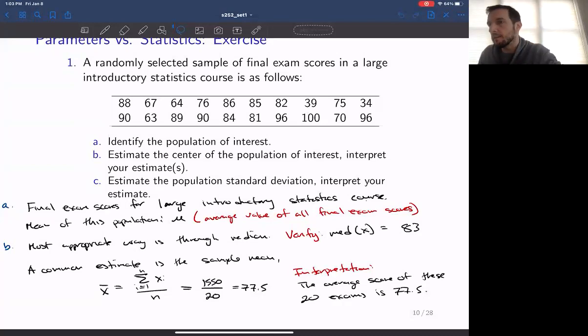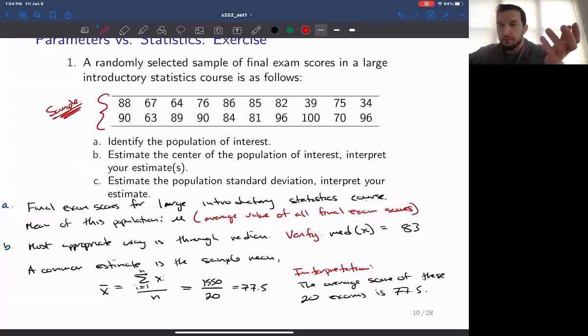In this exercise, we have a data set that is composed of 20 values. First off, these 20 values would be the sample. So we have a sample with 20 observations in it. Part A of this question asks you to identify the population of interest. The population of interest would be the collection of all final exam scores for some large introductory statistics class. For this large class, it would be every single final exam score. For whatever reason, we don't have that information, but that's what the population would be.